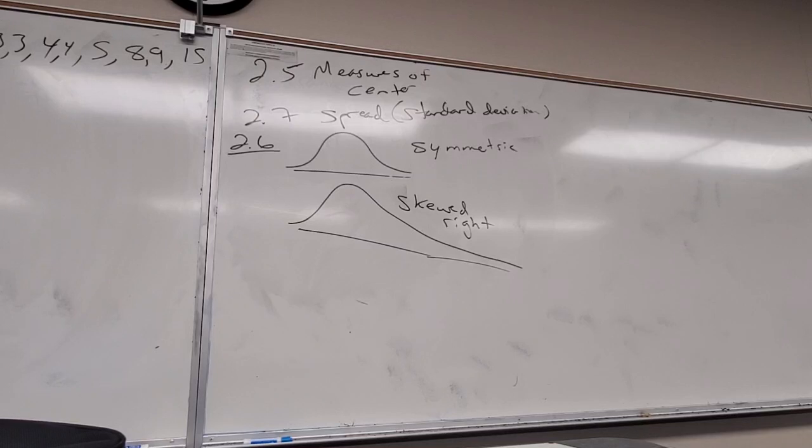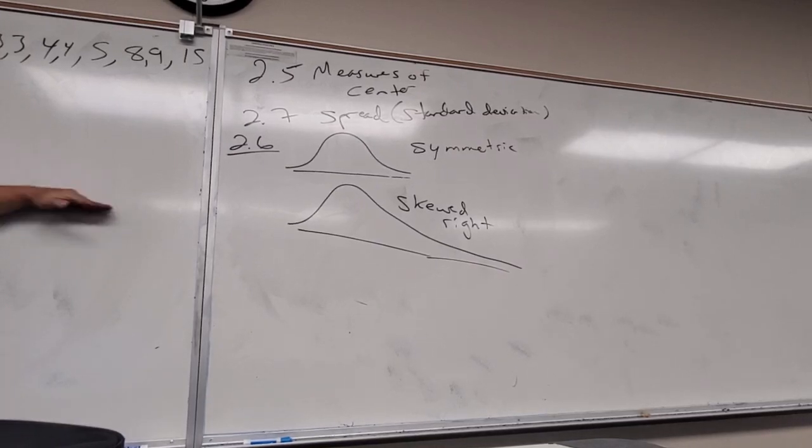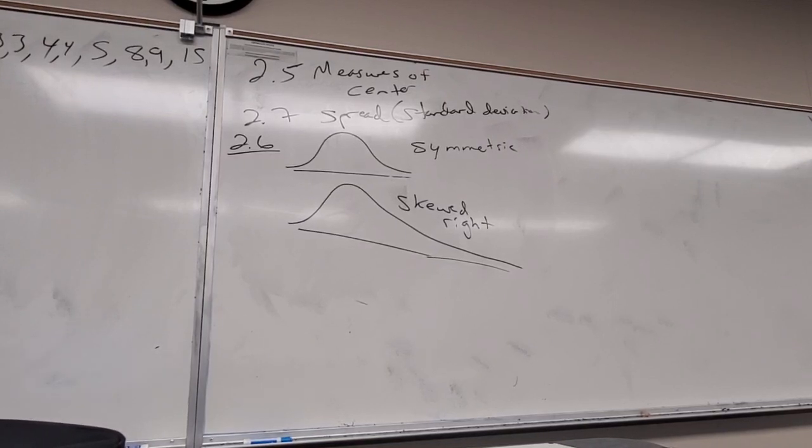I could make a histogram out of this. Let me see if we need to. Can you guys tell me, real quick, is that symmetric data? Do you have to draw a picture or can you understand it's 1, 2, 2, 3, 3, 3, 4, 4, 5, 8, 9, 15? So it's not symmetric. Does anybody see which way it's skewed?